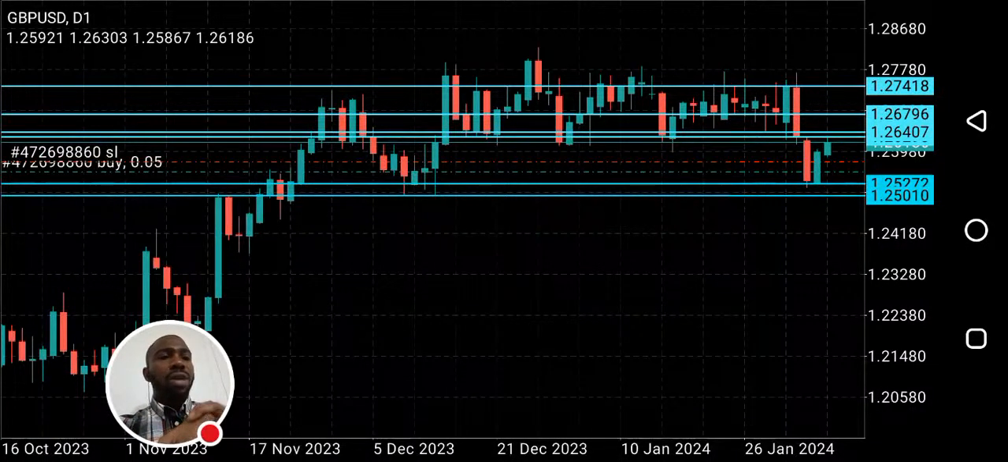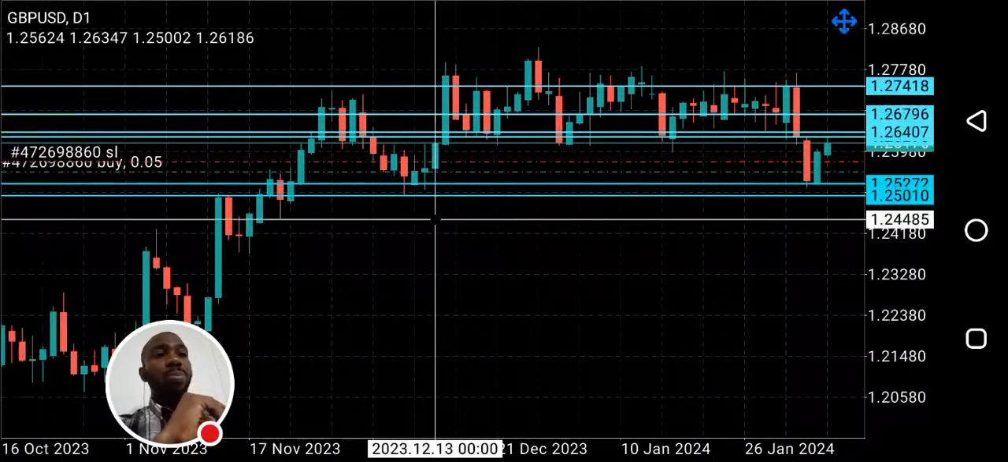That tells me demand has increased, and when demand increases, supply drops. What is expected to happen to price? Price is expected to go up. That's the reason I'm considering buying, and the reason my bias on GBP USD still remains bullish.